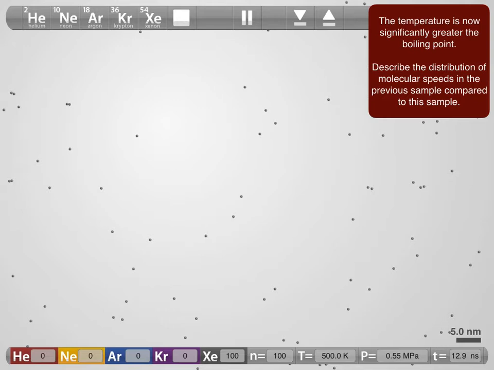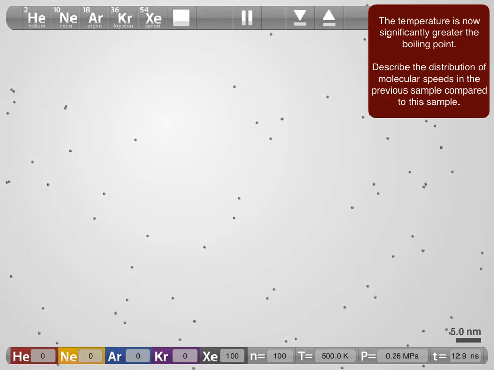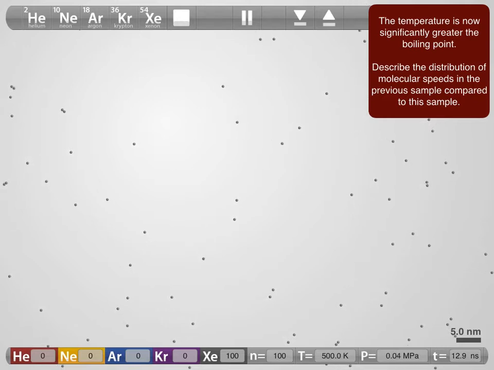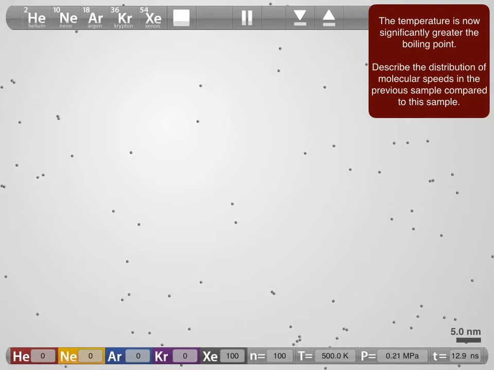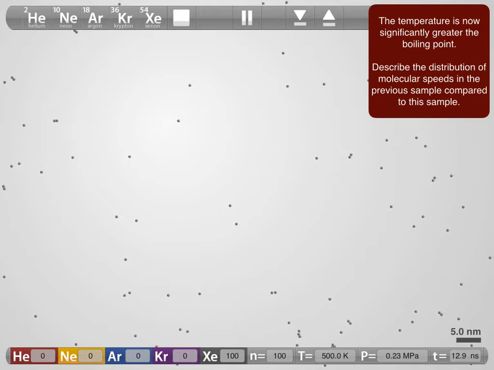Finally, we are now quite past the boiling point, at 500 Kelvin. And yet, do all the particles have exactly the same kinetic energy? What do you think temperature actually measures?